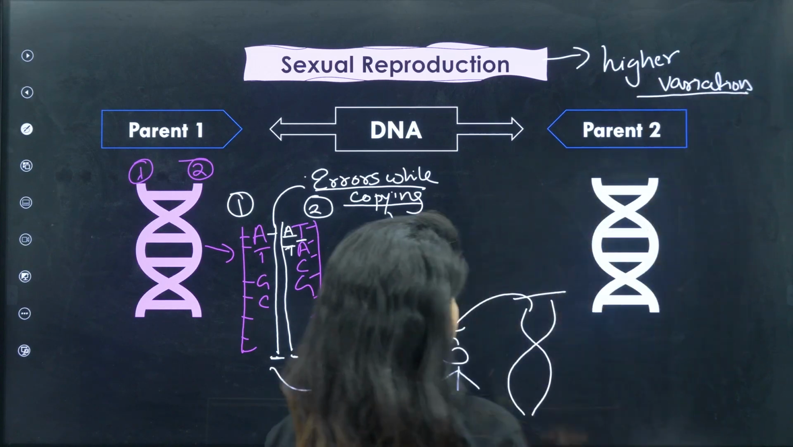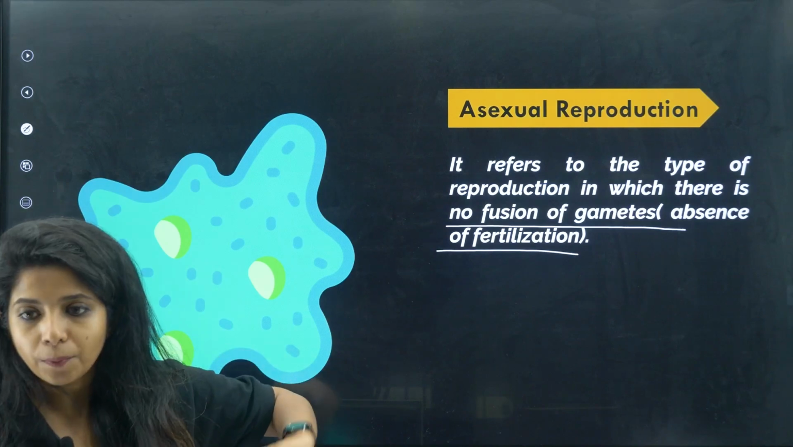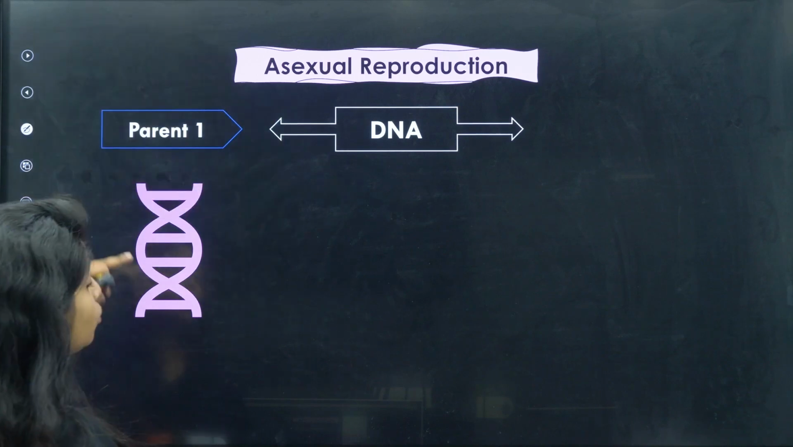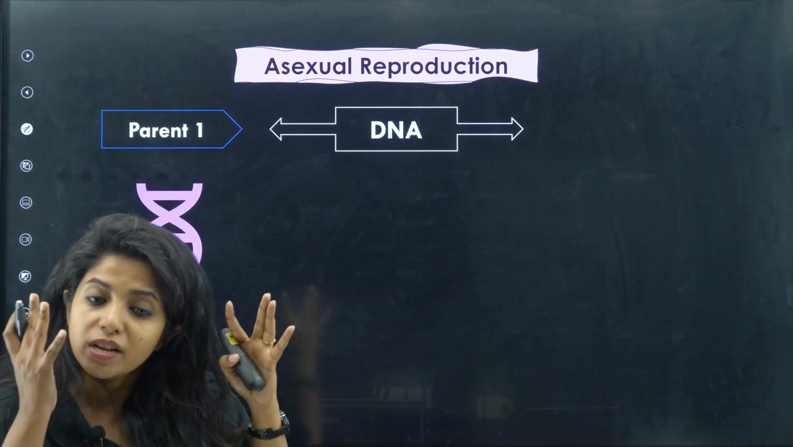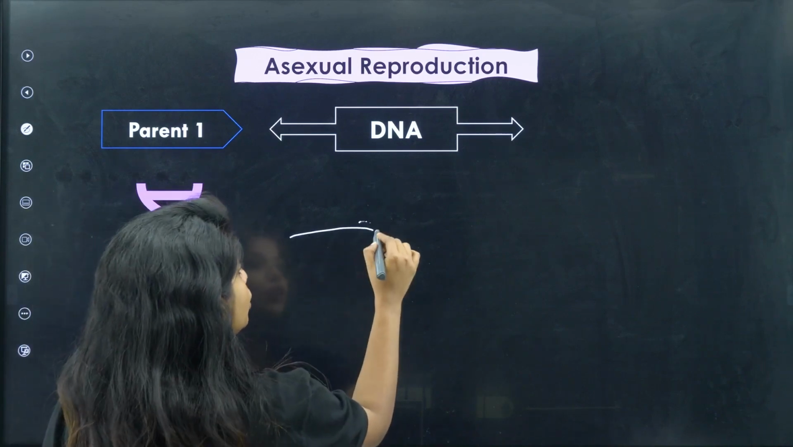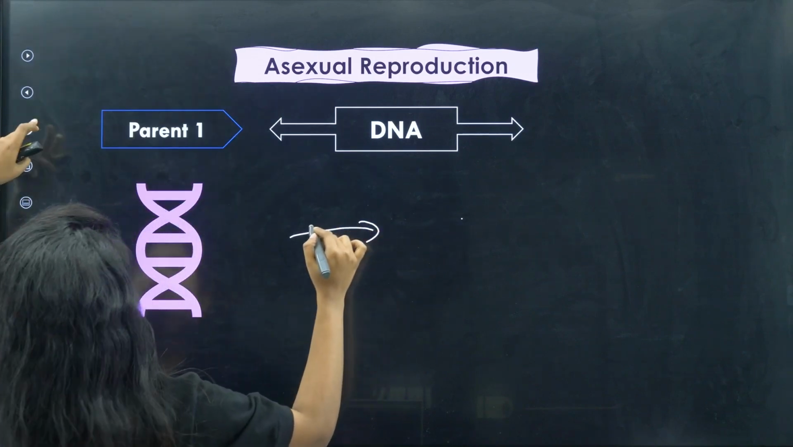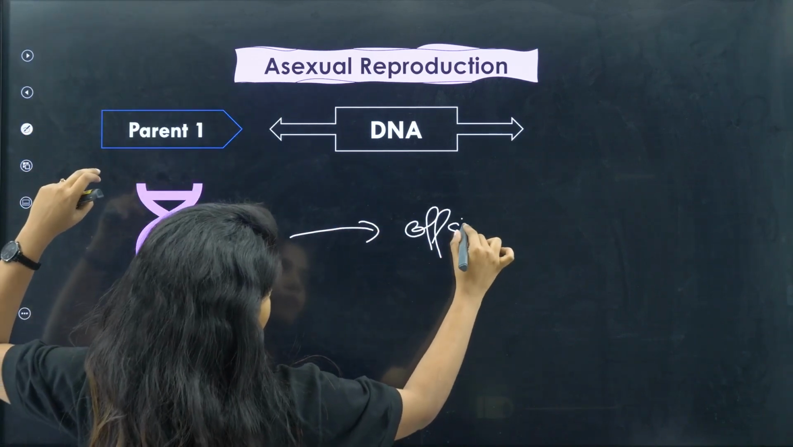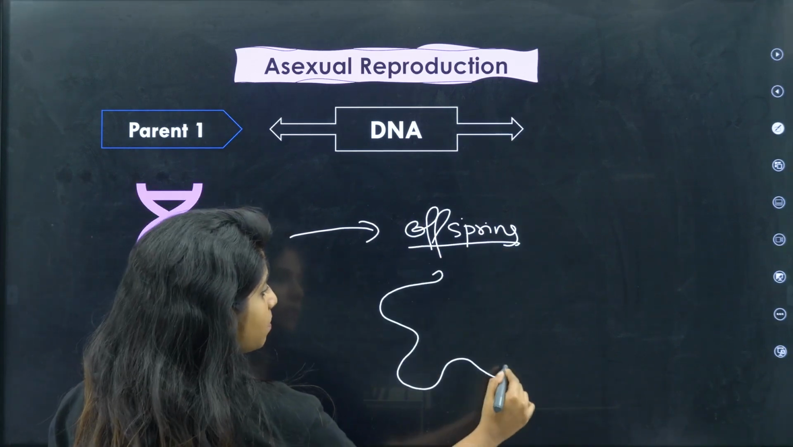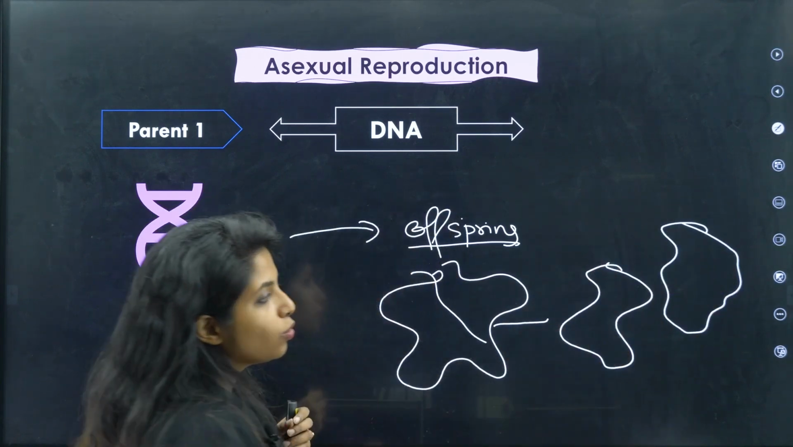Now let's talk about asexual reproduction and let's see why I said that they have lower variation, but the other one obviously would be having higher. So as you know, there is no fusion of gametes, that means absence of fertilization. What happens there? How do they reproduce then? So in them there is only parent 1 and this parent 1 will be just producing another, not child, an offspring. And it can just happen if, for example, an amoeba divides into two. Now there are two amoebae.